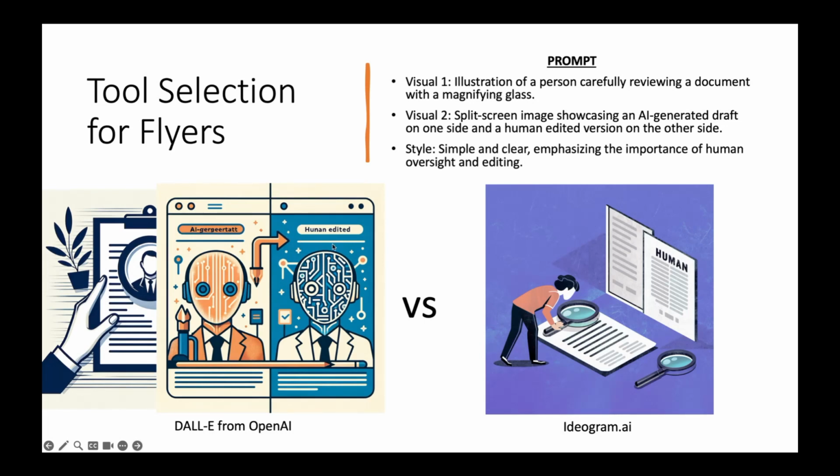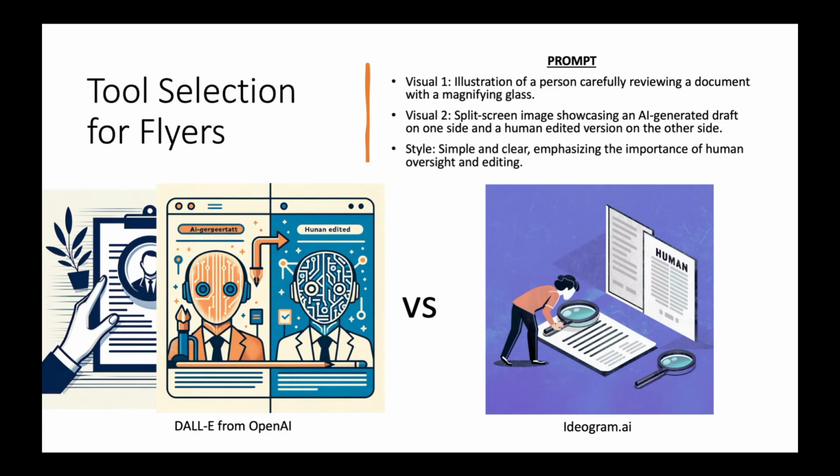So DALL-E still struggles with the text in images. That's something that's fairly common in the latest set of image generators. But on the right hand side, you have Ideogram, and Ideogram is able to produce accurate text on images. That's what they specialize in, and that's what they're very good at. And you can see that they've got human clearly written in the image. Now, suffice to say that somehow they've merged the 2 visuals into one. So you've got the human reviewing the document with the magnifying glass.